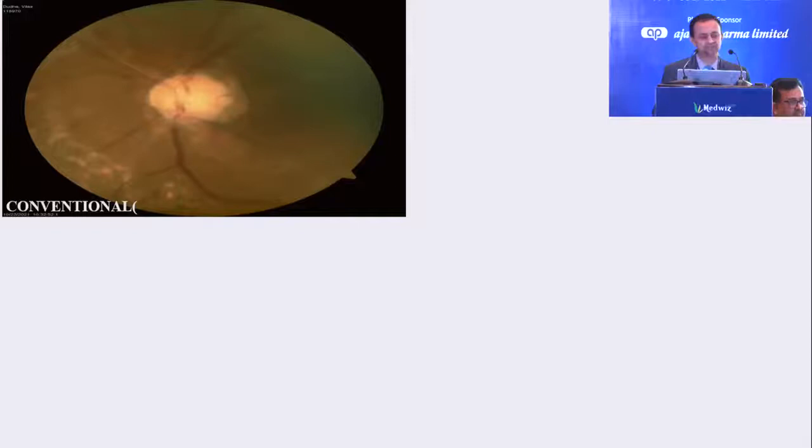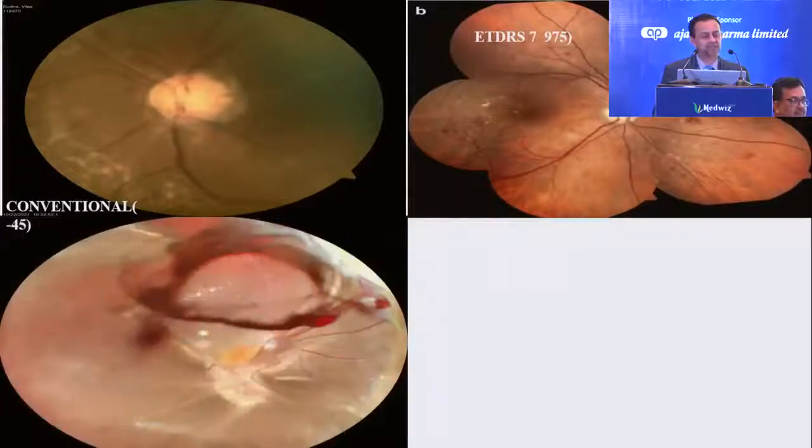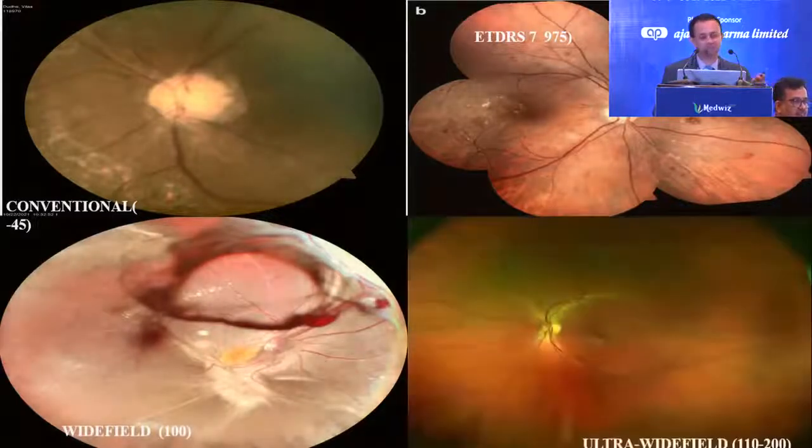This is the standard conventional photograph which we do, about 35 to 40 degrees of fundus which we see. If we do an ETDRS, we see about 75 degrees of the fundus. And if we do a wide field, it comes to about up to the equator, that is 100 degrees, and ultra wide field is up to the ora serrata. So why is the ora serrata to be seen?